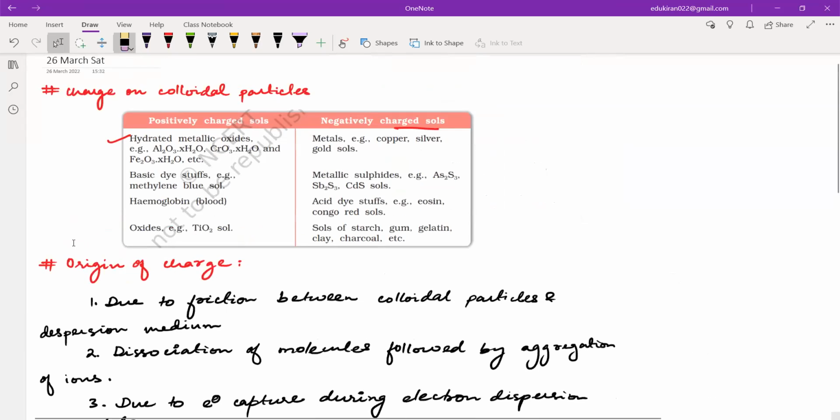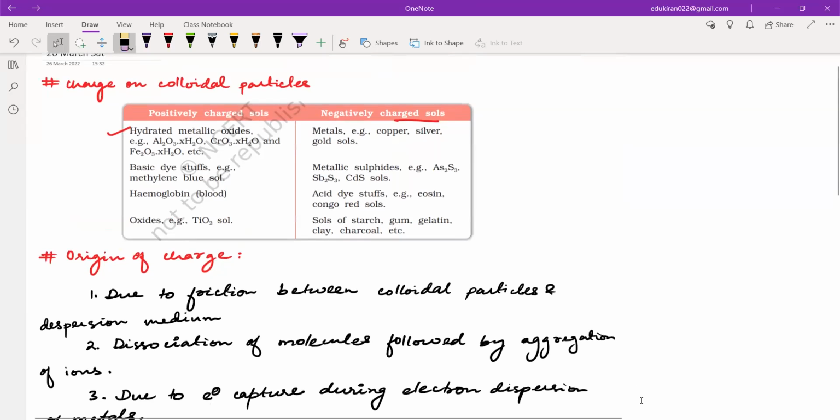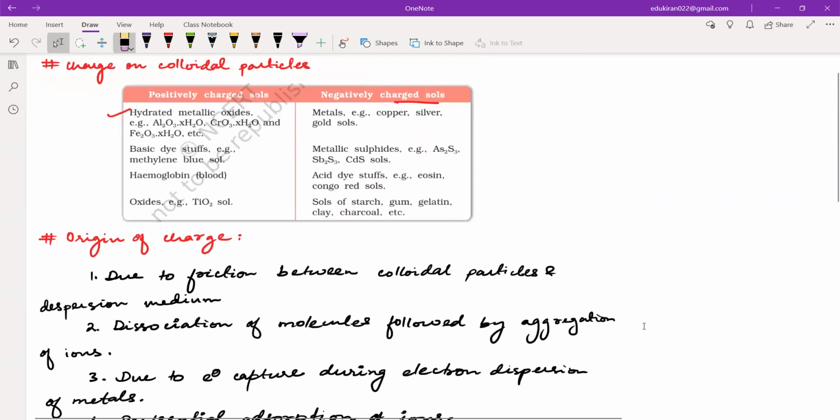Also write this table, positively charged sols and negatively charged sols. Just write it once, so that it stays in your mind. And then the origin of charge, and at last preferential adsorption.